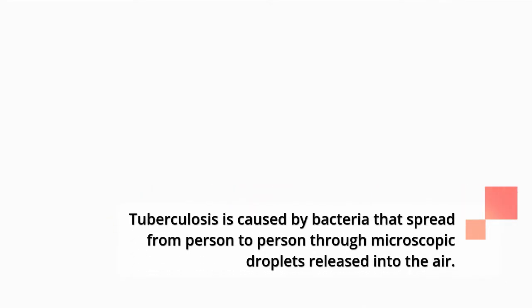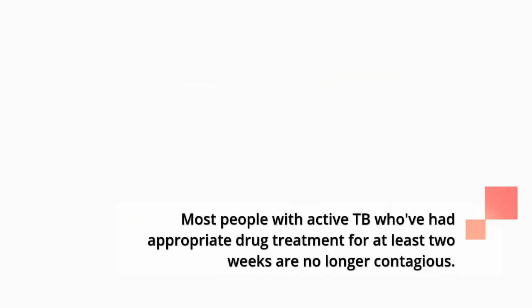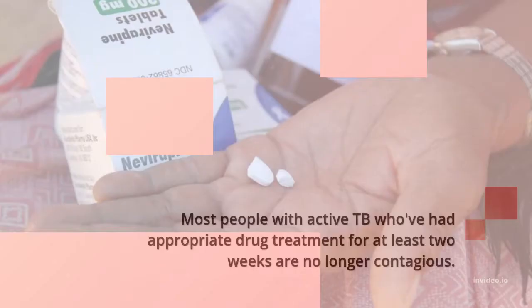Tuberculosis is caused by bacteria that spread from person to person through microscopic droplets released into the air. This can happen when someone with the untreated, active form of tuberculosis coughs, speaks, sneezes, spits, laughs or sings. Most people with active TB who've had appropriate drug treatment for at least 2 weeks are no longer contagious.